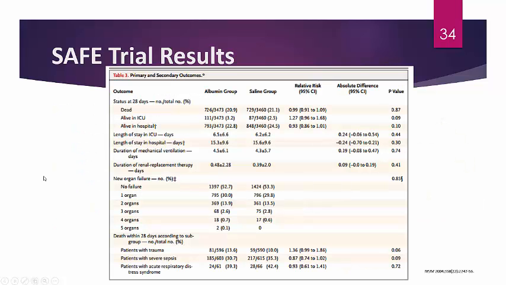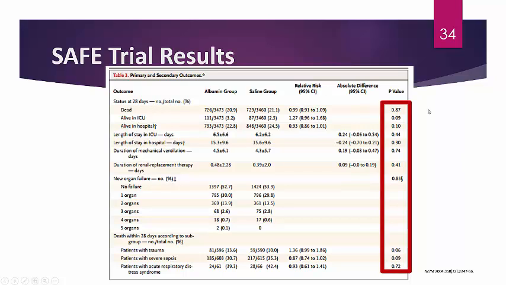In terms of the outcomes of the SAFE trial, of the outcomes I listed earlier, if you look at all of the p-values listed here on the right, all of them are statistically not significant whenever you compare the albumin and the saline group. So mortality, length of stay, ICU or hospital-wise, duration of mechanical ventilation, renal replacement therapy, or new organ failure or mortality, there were no differences between the groups.